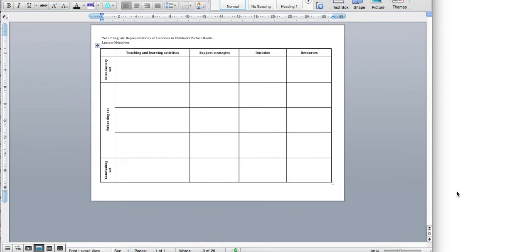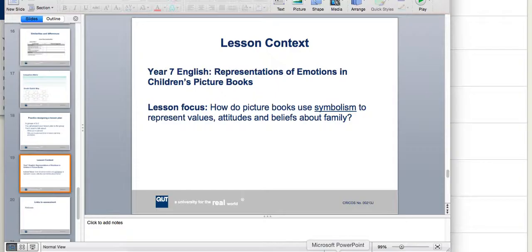So you're welcome to have a go at this if you'd like to, and you can always email it to me and I can give you some feedback on how your lesson plan is looking. So I'll just remind you of what the lesson plan is about. So how do picture books use symbolism?